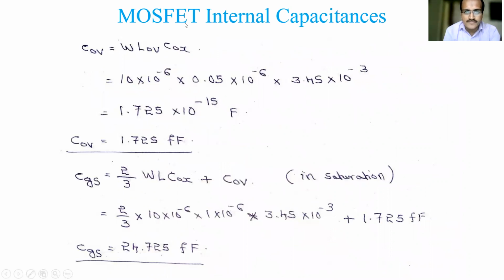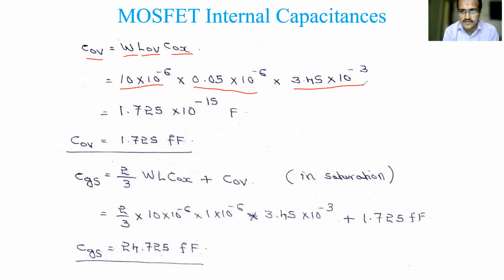So then we need to calculate the overlap capacitance. This is given as W L_OV into COX. For everything, COX is the basics. That's why we calculated COX first. Then L_OV they have given 0.05 micrometer and W they have given 10 micrometer. So we'll calculate the COV capacitance. Substitute here, W is 10 micro, means 10 into 10 to the power minus 6. L_OV is given 0.05 micro, which is nothing but 0.05 into 10 to the power minus 6. And then COX we calculated now, 3.45 into 10 to the power minus 3.